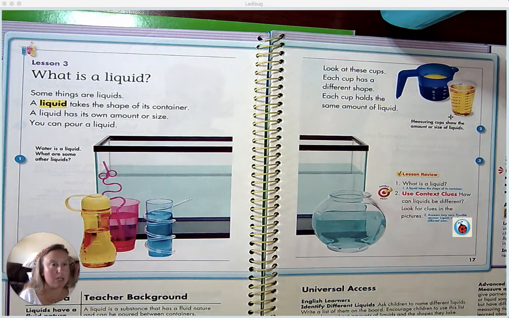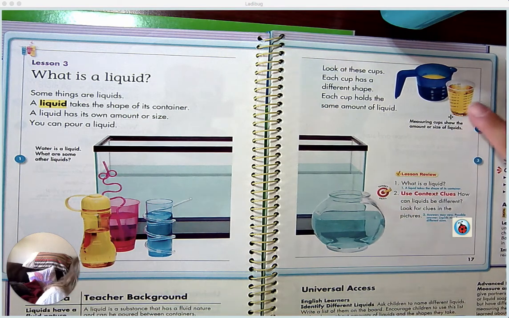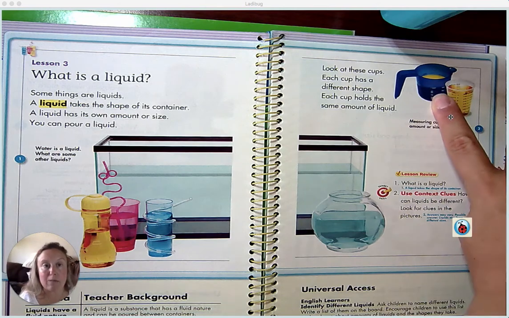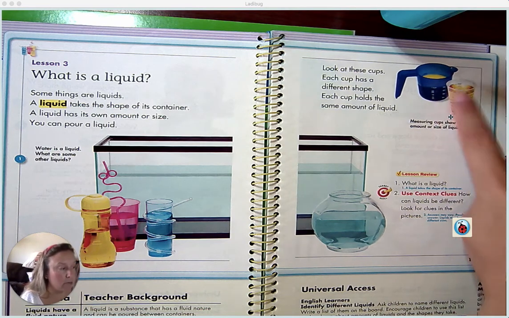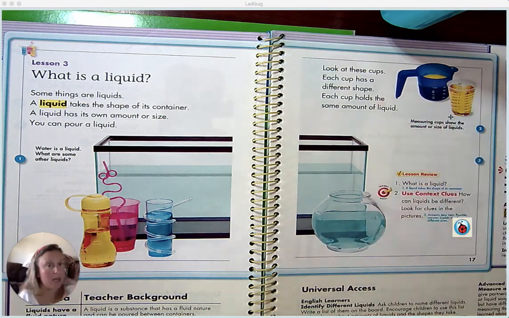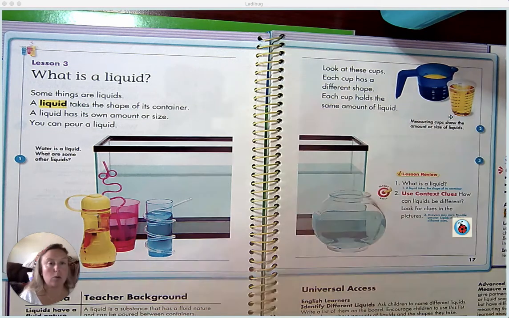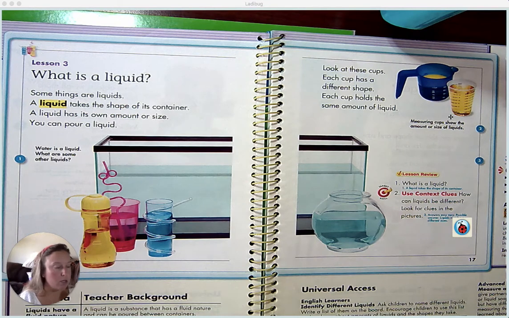So here's something interesting. This and this are holding the same amount of liquid, even though they're in a different shape, and it looks to me, I hope you agree, that the blue is holding more. However, they are holding the same amount. So, liquids, here are some facts that we need to know about liquids. Liquids take the shape of their container, so without a container, there is no shape. Liquids do have their own size or amount.